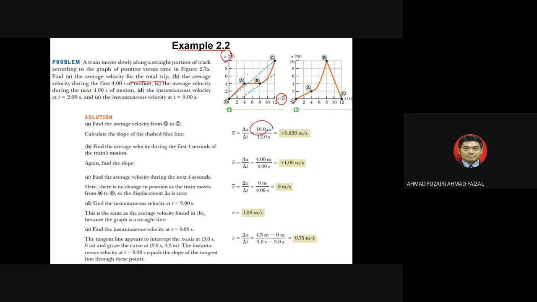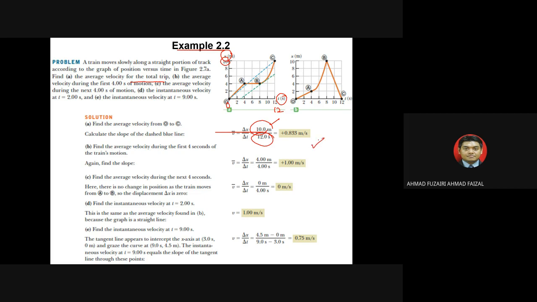How can you know this 10? Because it starts from 0 until 10. Here at point C you have 10, so you get 10 over 12 seconds. 12 seconds is from 0 to 12 seconds. Total length divided by total time, so you will get 0.833 meter per second.